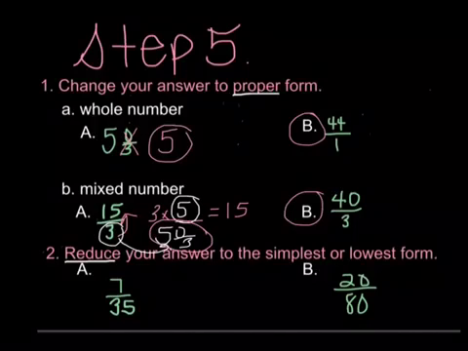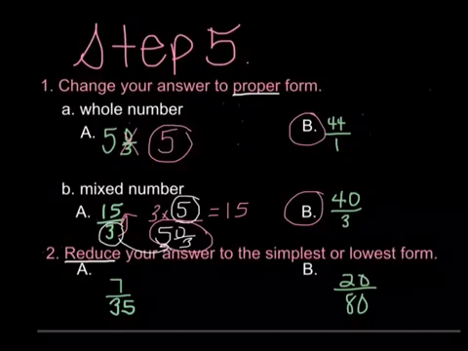For part 2 of step 5, reduce your answer to the simplest or lowest form. For example, in A, 7 and 35, you have to think, can 7 fit into 35 anyhow, or can we multiply 7 by anything to get 35? And in this case, we can. We can times it by 5. So that means 7 can evenly fit into 35. So that means we can reduce it by that number.